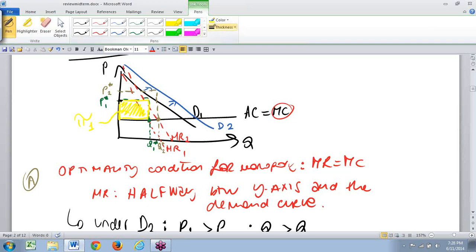What are the profits for demand curve 2? They are equal to price minus average cost times quantity under demand curve 2, so this bigger rectangle. As you can see, the orange rectangle is greater than the yellow one, and so the profits are greater under demand curve 2.